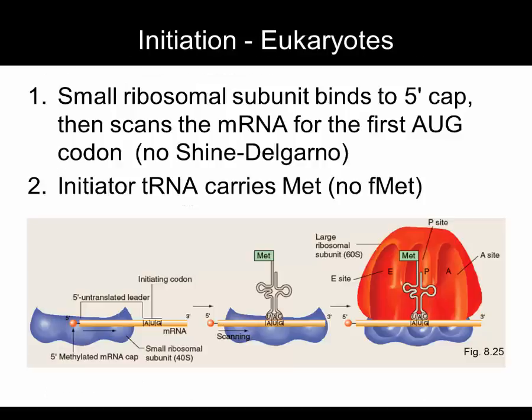In eukaryotes, initiation is a little different. There's no Shine-Dalgarno sequence on eukaryotic mRNA. Instead, the small ribosomal subunit binds the mRNA's 5' methylated cap, though this doesn't position the start codon in the right place. So the ribosome scans the mRNA until the AUG codon is lined up with the proper pocket. Then the first tRNA pairs with the start codon. And in eukaryotes, it's just a regular methionine tRNA and not fMet.